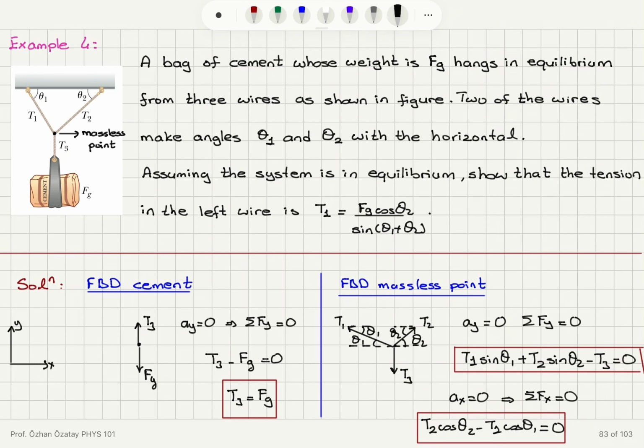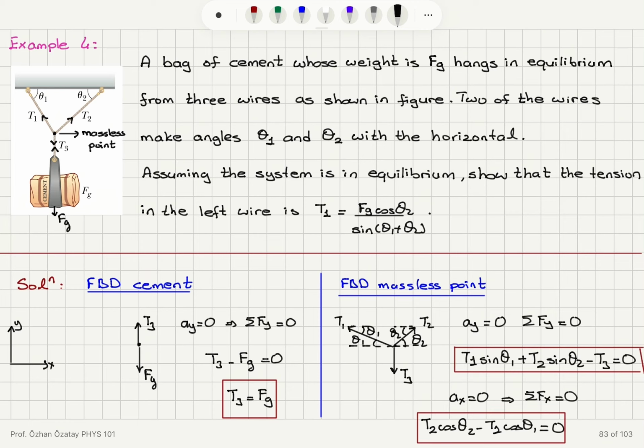And so if you want to plot these forces here, this is the force T1, this is T2, and this is the force T3 acting on this joint, which is acting in the opposite direction on the bag of cement. And there is the gravitational force Fg, which is the weight. So we show these forces on the free body diagram, modeling these as point particles.